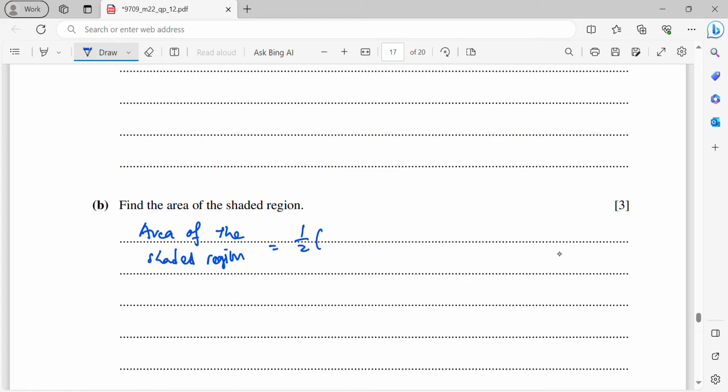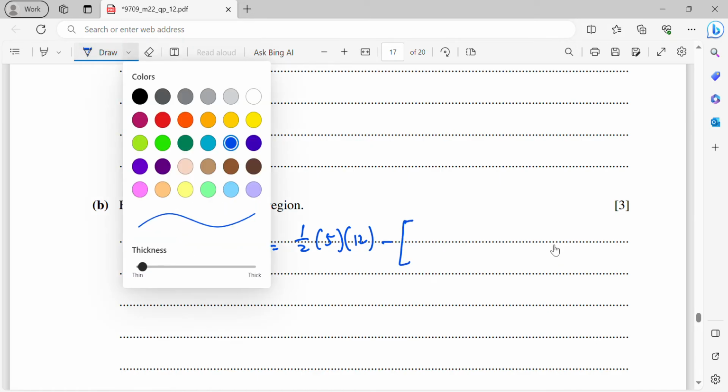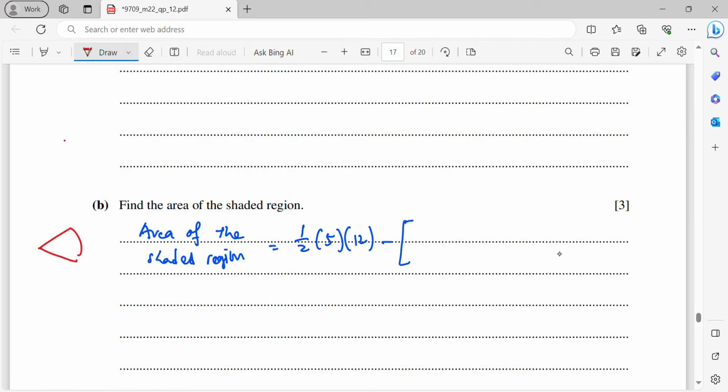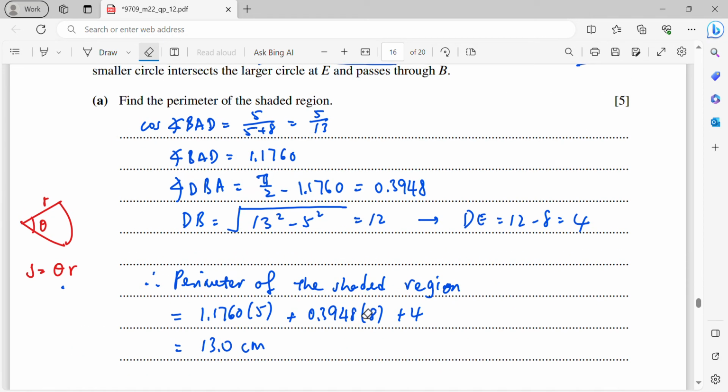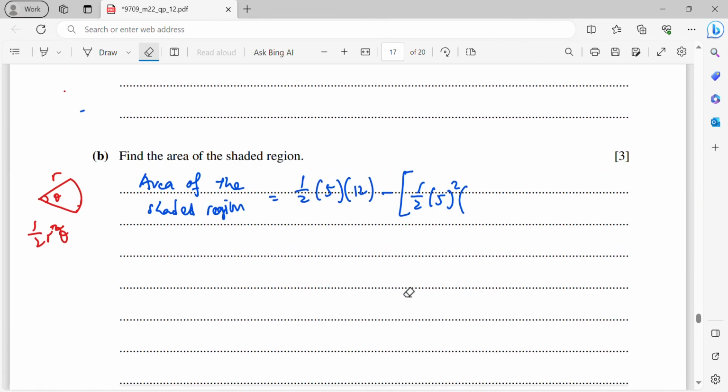equals half times 5 times 12 minus, now go back to the sector. This is r, here is theta. Area of the sector is half r squared theta. So from here I will get half, my r is 5, and the theta is, look at the previous question, 1.1760 and 0.3948.